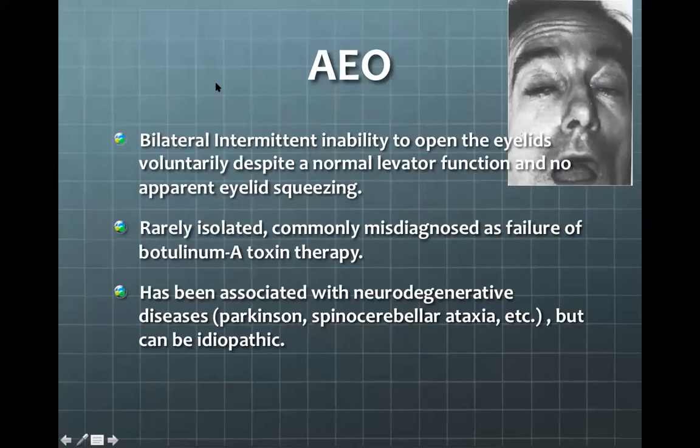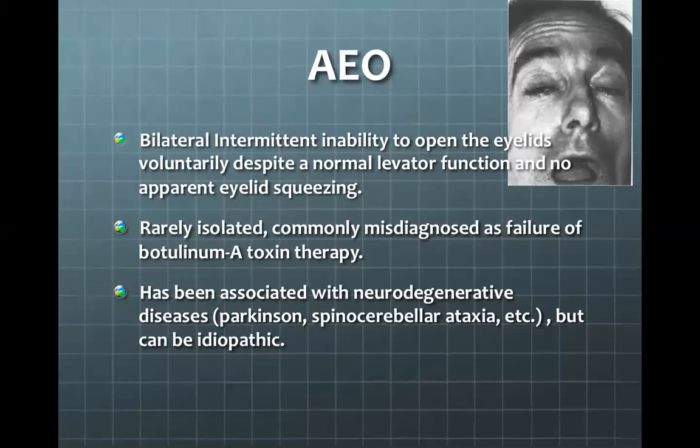Once we mention benign essential blepharospasm, we must mention apraxia of eyelid opening, because it's rarely isolated. Most of the time, it comes with benign essential blepharospasm. Apraxia of eyelid opening is a bilateral, intermittent inability to open the eyelids, even with a normal levator function and no squeezing at all.